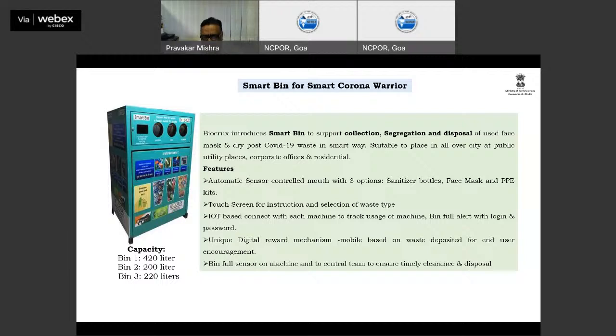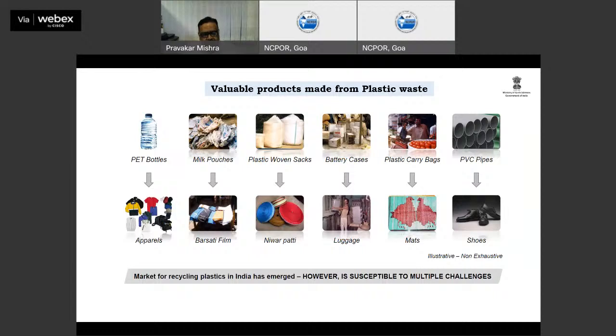So this has to be done in a very smart way, and some sort of collection, segregation and disposal is necessary. Similarly, valuable products are made from plastic waste, like PET bottles and milk pouches used for Barsati films, plastic oven sacks for newer putty, and battery cases for luggage. Similarly, plastic carry bags for mats, PVC pipes for shoes.